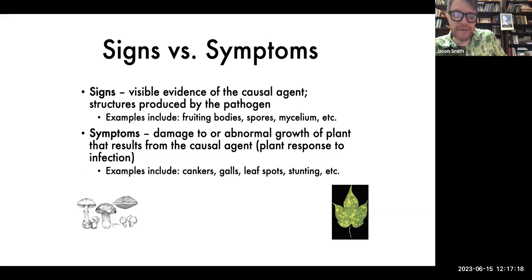But we want to look for consistency within symptoms. Consistent symptoms are helpful, and catching them early in the development and understanding what's happening over time is very, very important in the diagnostic process.